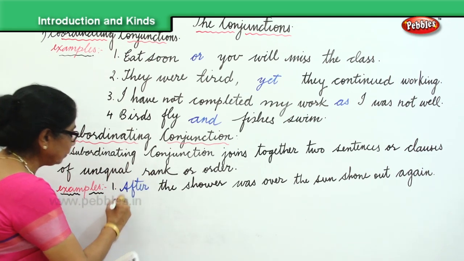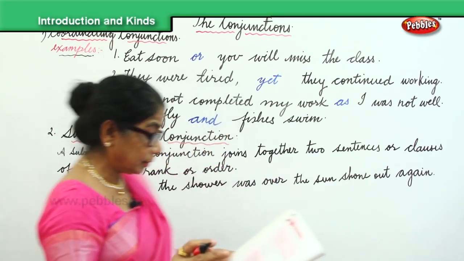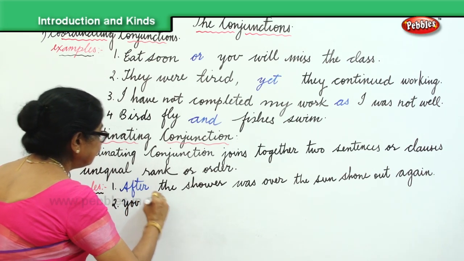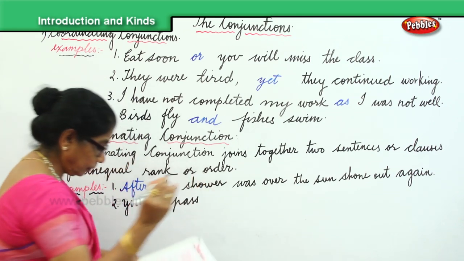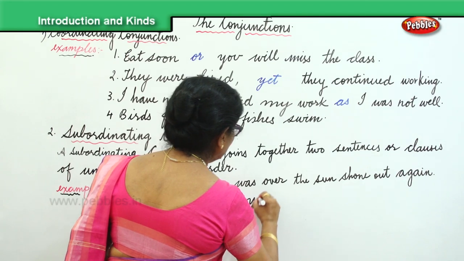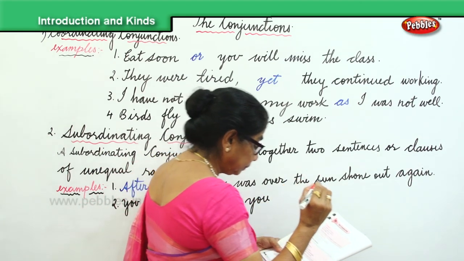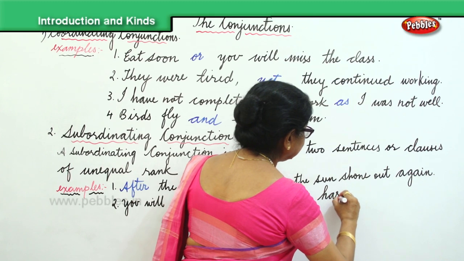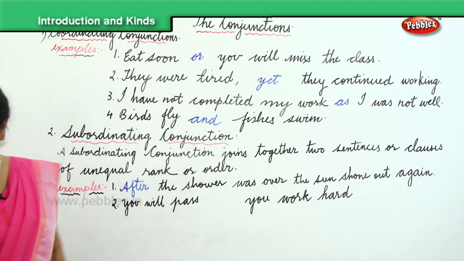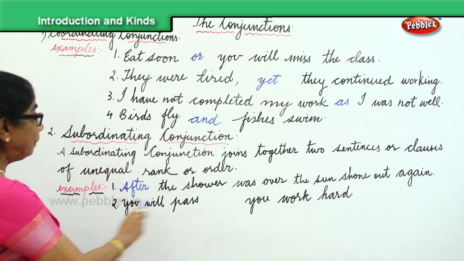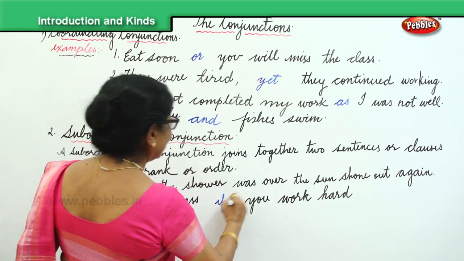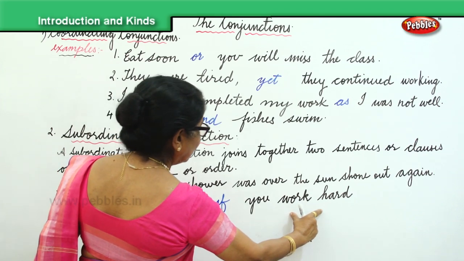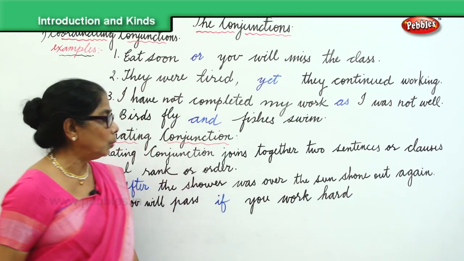And the next example we have: you will pass. You will pass, you work hard. Now, you are talking about passing and you are talking about working. So, you will pass if you work hard. Two sentences of unequal rank. You are talking about passing, you are talking about working hard. So, you will pass if you work hard.